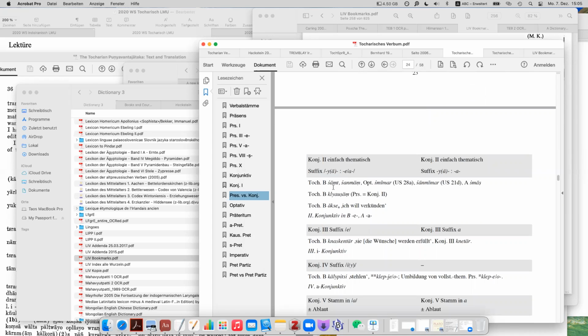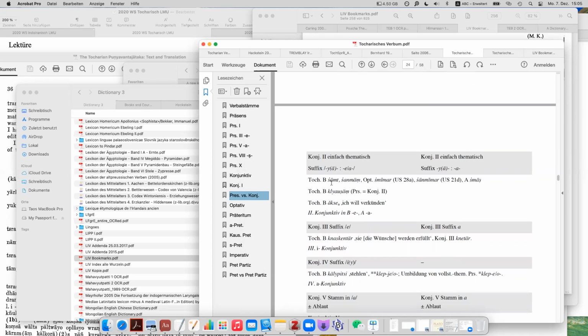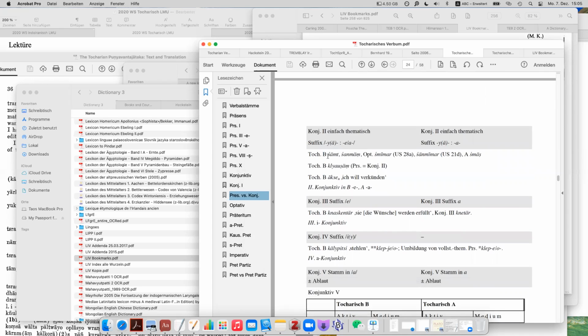But pay attention for the subjunctives. The root is actually palatalized. You have it here. This is the same root for go or come. Originally, it's called come, and we have already seen.